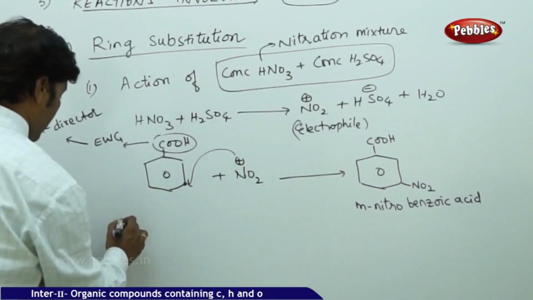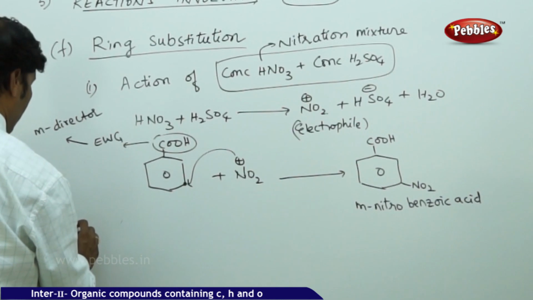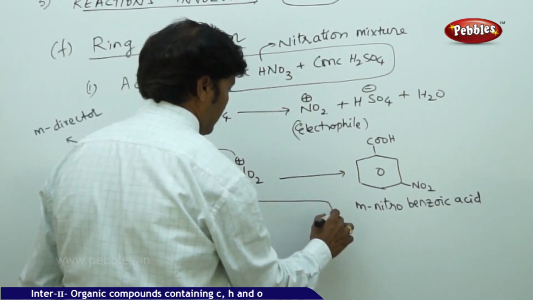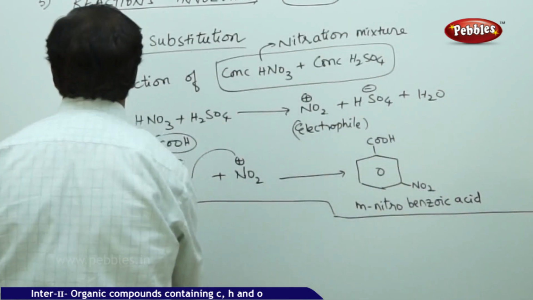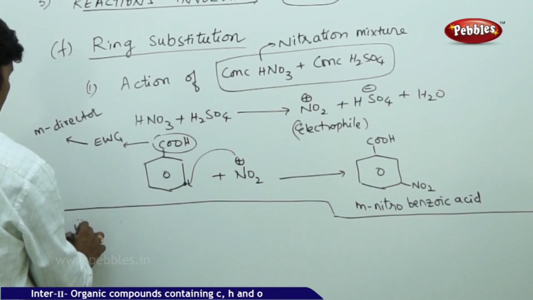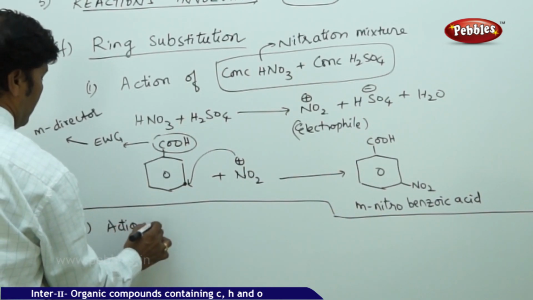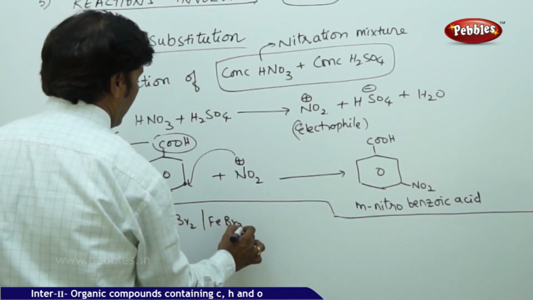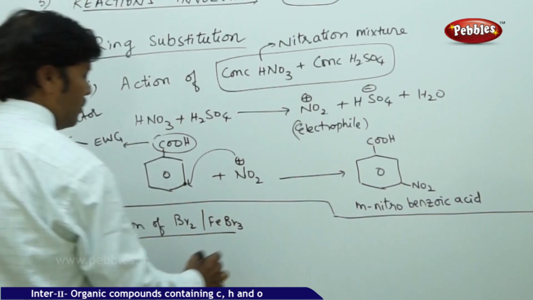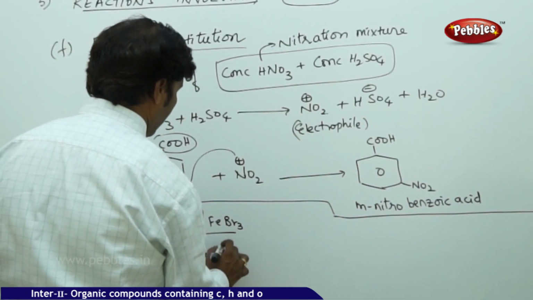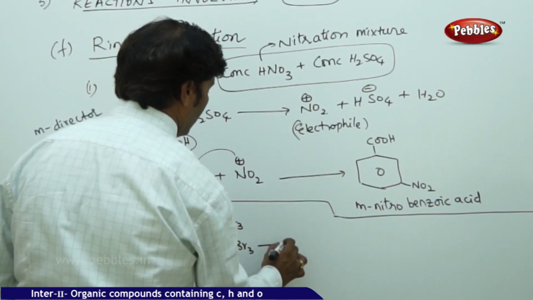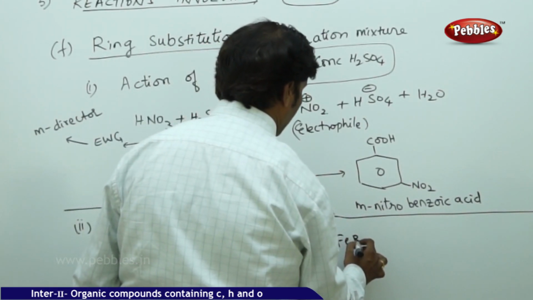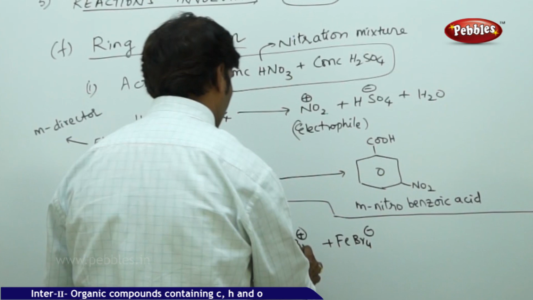Next, similarly you can take, that is second one. If you take the second one, that is action of Br2 in the presence of FeBr3, catalytic halogenation. So therefore Br2 plus FeBr3 gives rise to 1 bromonium ion plus FeBr4 minus. So this is the electrophile.